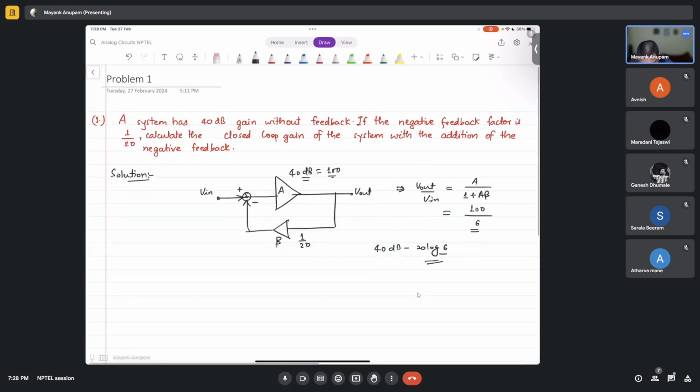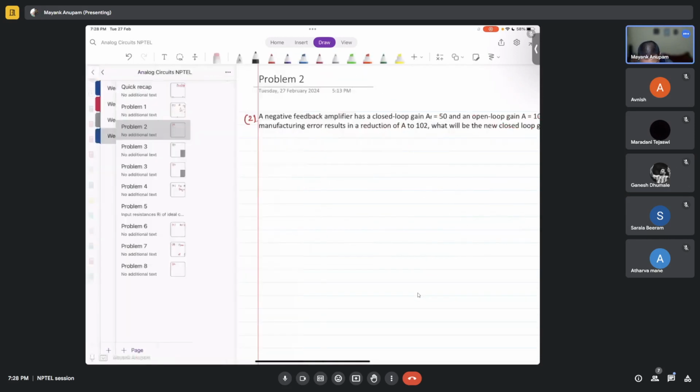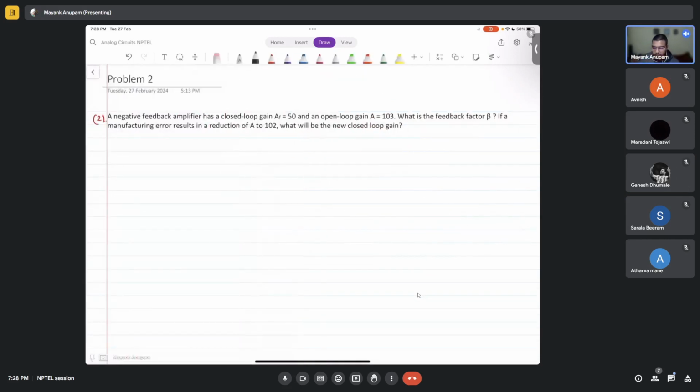This is fine. Let's move on to the second problem. A negative feedback amplifier has a closed loop gain AF equal to 50 and an open loop gain A equal to 10^3. What is the feedback factor beta, if a manufacturing error also? What is the feedback factor beta? First tell me this.